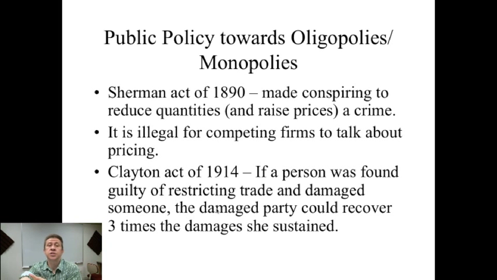There are several laws towards oligopolies and monopolies in the United States. Here's just a couple. The Sherman Act of 1890 makes forming a cartel illegal.